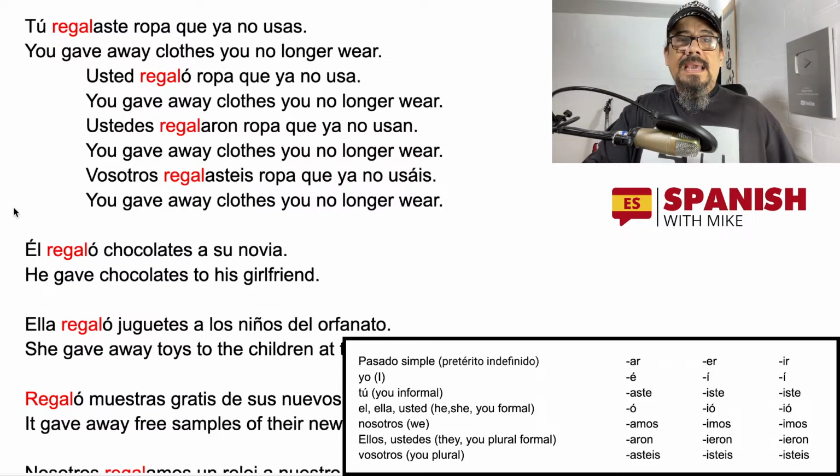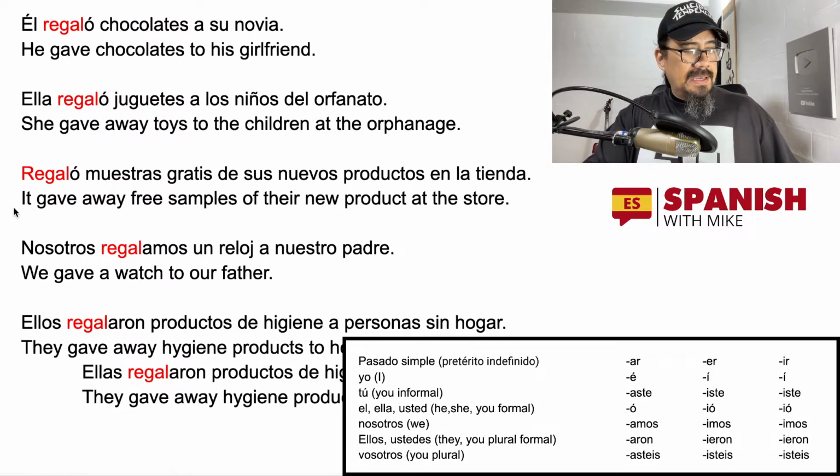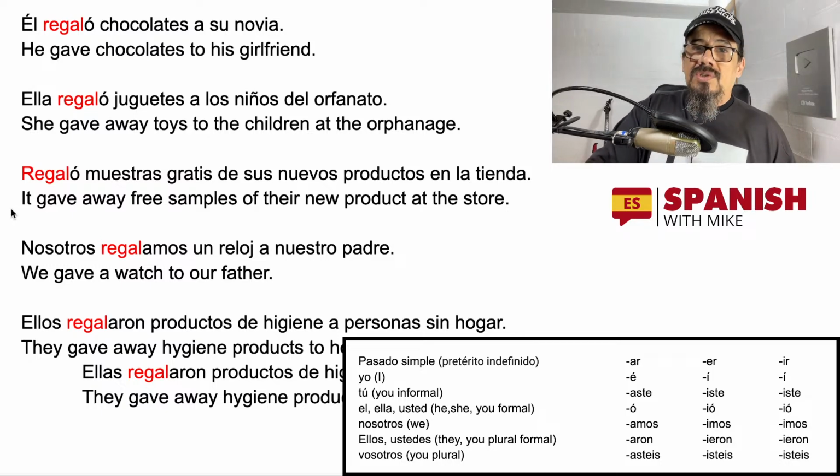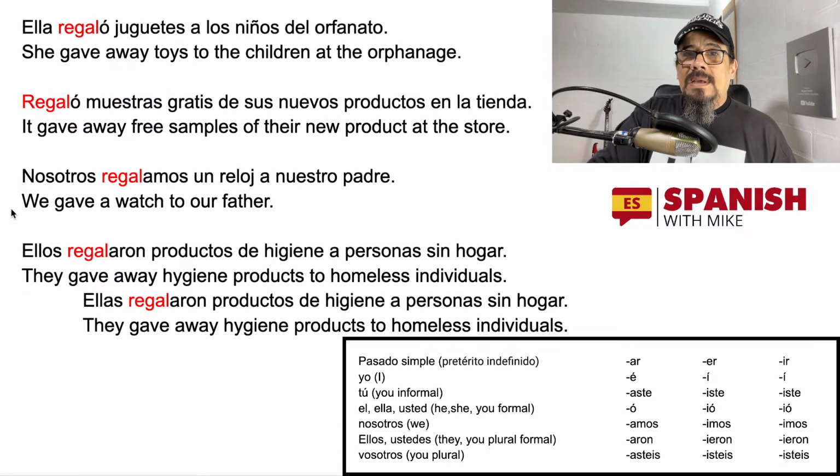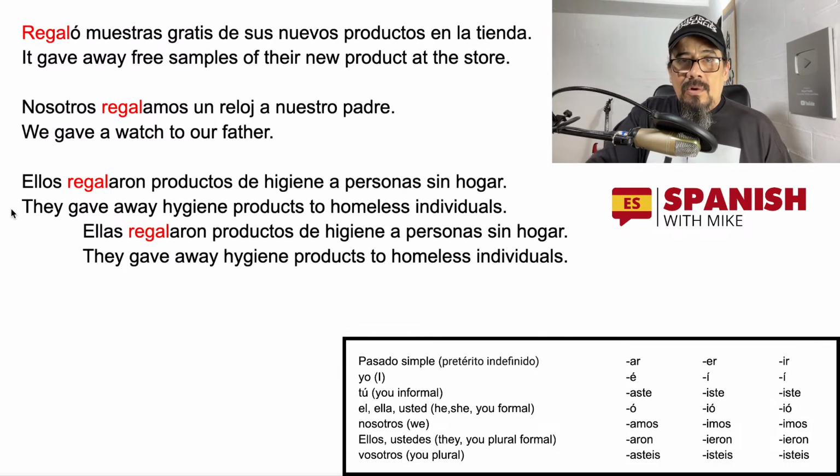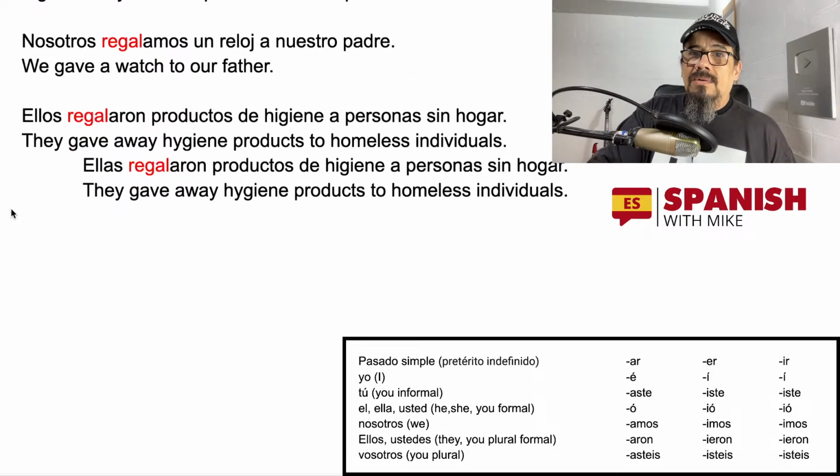Él regaló chocolates a su novia. He gave chocolates to his girlfriend. Ella regaló juguetes a los niños del orfanato. She gave away toys to the children at the orphanage. Regaló muestras gratis de sus nuevos productos en la tienda. It gave away free samples of their new product at the store.